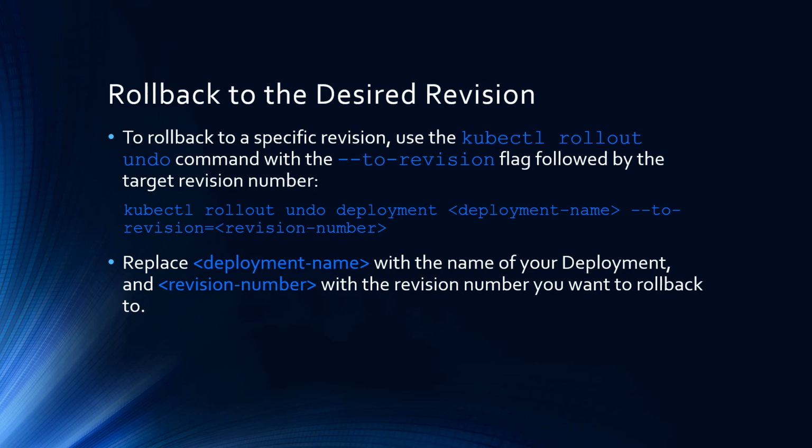Also, consider the implications of rolling back when you have dependent services or database changes. You might need to coordinate rollbacks across multiple services to maintain system consistency. Having a clear rollback strategy documented and practiced is essential for handling such scenarios effectively.